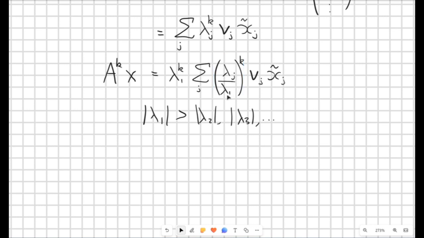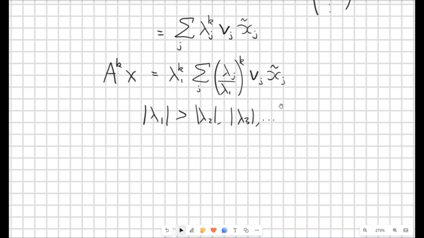So what that means is, when you look at this ratio inside this summation, for j equals 1, we have lambda 1 divided by lambda 1 here, so this term just becomes 1. For all of the others, whether positive or negative, the absolute value of lambda j for j equals 2, 3, 4, etc. will be smaller than the absolute value of lambda 1. Then when you put that to the power of k, and k gets larger and larger, all these terms will converge to 0. They'll become very, very small.